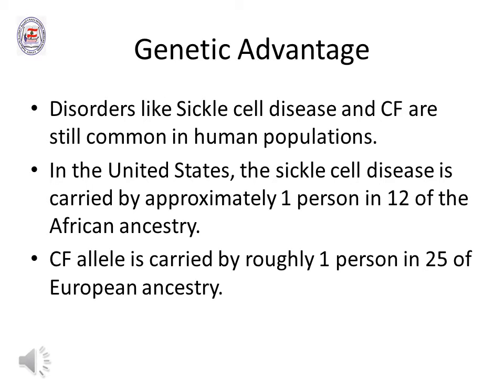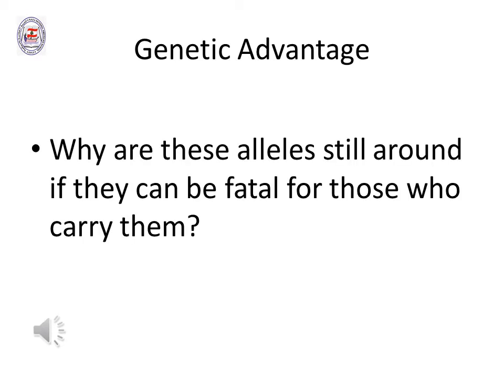Let's see how. In the United States, sickle cell disease is carried by approximately 1 person in 12 of African ancestry. The cystic fibrosis allele is carried by roughly 1 person in 25 of European ancestry. Why are these alleles still around if they can be fatal for those who carry them?